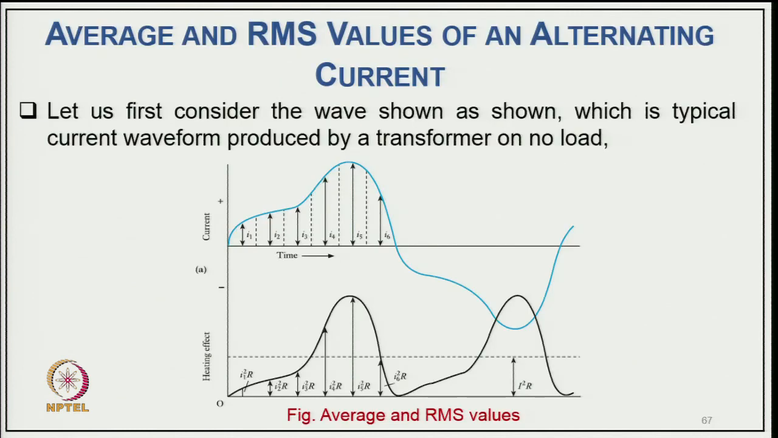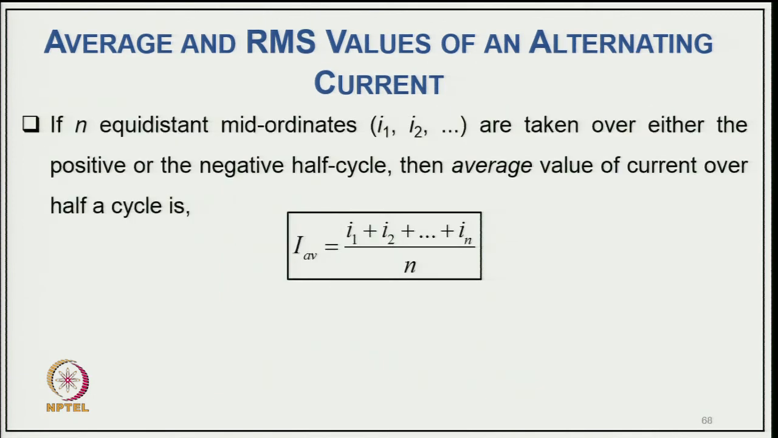So, let us first consider the wave shown here, which is the typical current waveform produced by a transformer at no load, and the typical heating effect, which is the losses, I squared R. We will look at the average and RMS values of it. This is typically the non-sinusoidal waveform which is practically present in the transformer.